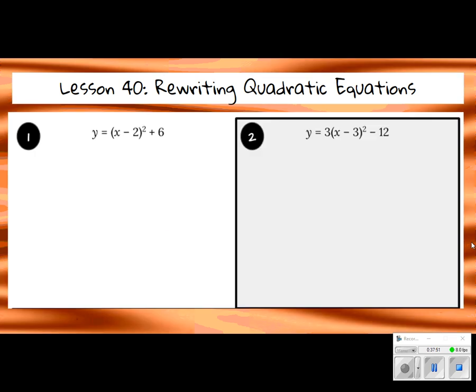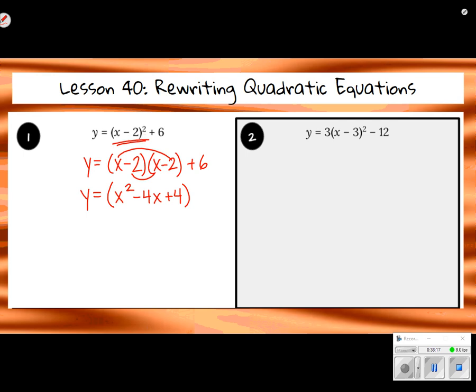So what I'm talking about is, remember that I can write this piece as x minus 2 times x minus 2. I want to multiply those out. So this becomes, and here's where I'm saying keep your answer in parentheses, and we'll talk about that in a second. X squared minus 2 minus 2 is a -4x. -2 times -2 is a +4.